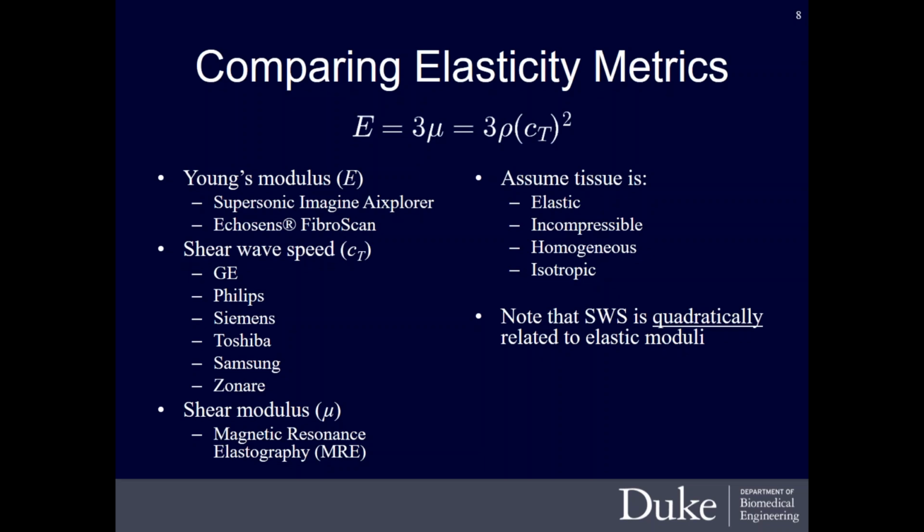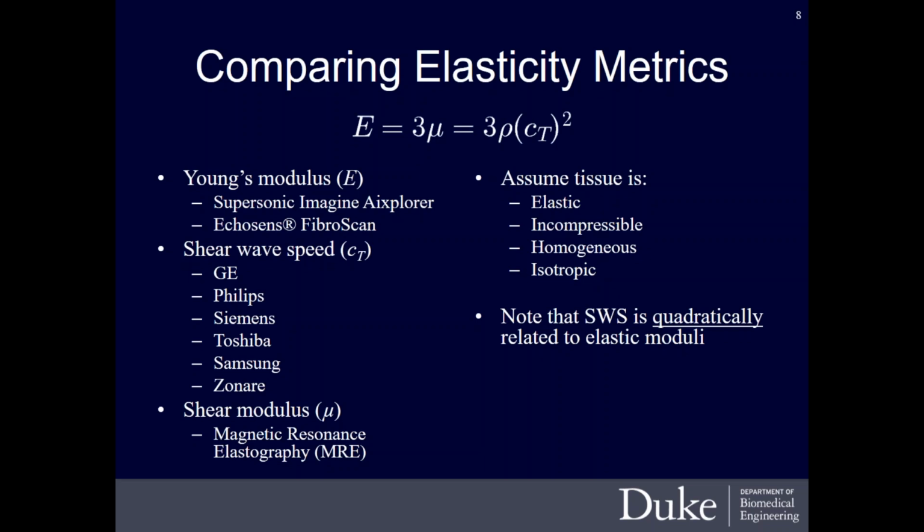C sub t can be related to those elastic moduli, but one key note here is that there is a power of 2 relating the elastic moduli to the speed. So if you're looking in the literature and drawing comparisons between them, it's not fair to say that you could just linearly scale everything and be able to come up with similar thresholds or ratios of parameters. Shear wave speed actually has a quadratic dependence relative to the elastic moduli under these assumptions.